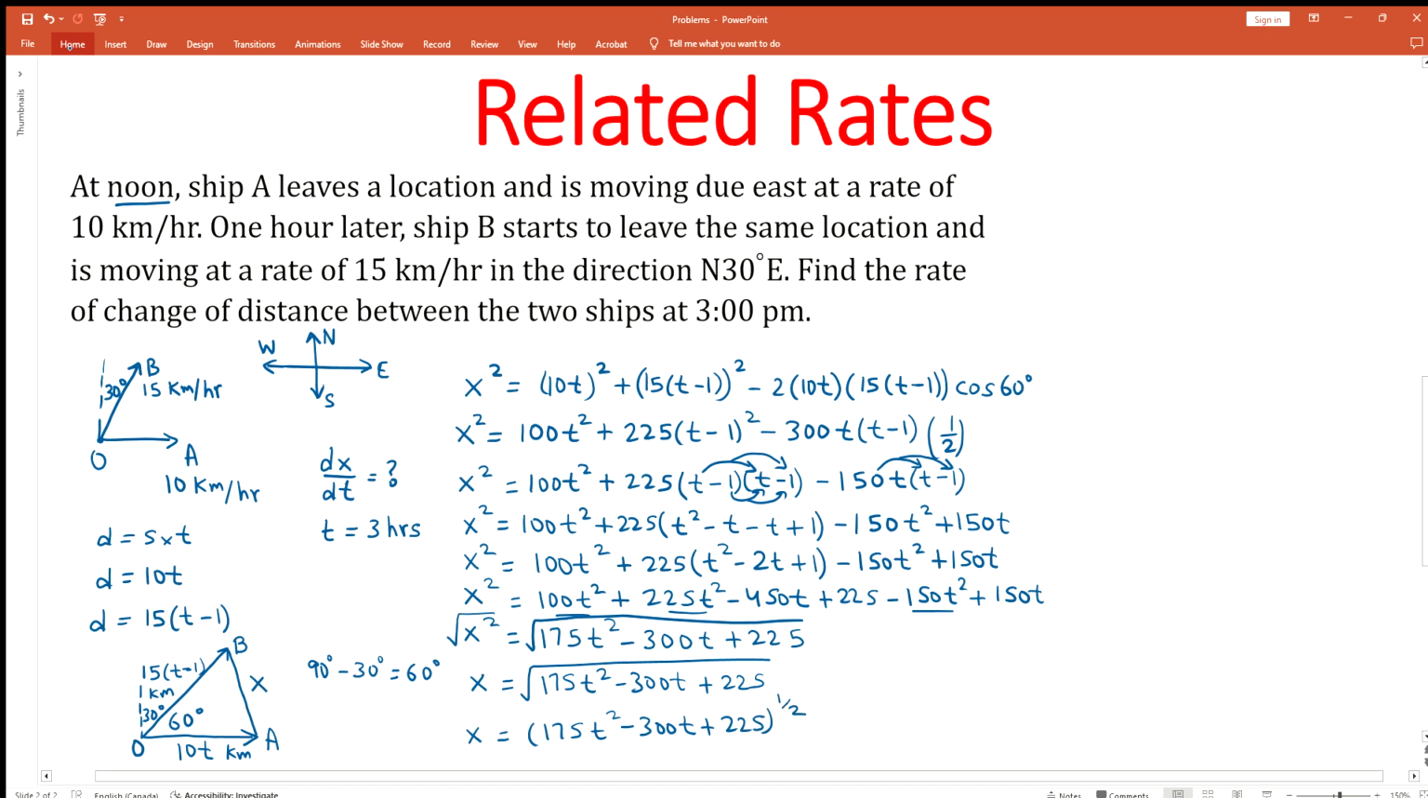Now we can use chain rule to find the derivative. On the left side, the derivative of x with respect to t is dx over dt. On the right side, we have to use chain rule. This term has an inner function 175t squared minus 300t plus 225, which is a polynomial function, and the outer function is exponent 1 over 2. As per chain rule, we start with the derivative of the outer function. We have to use power rule. We move the exponent 1 over 2 to the front of the term and subtract 1 from 1 over 2 in the exponent.